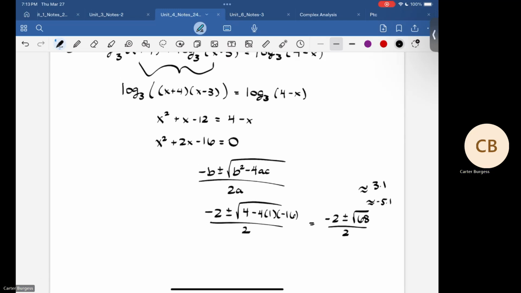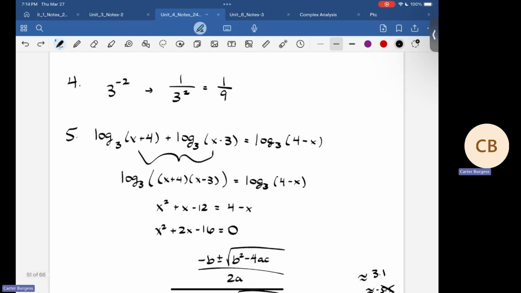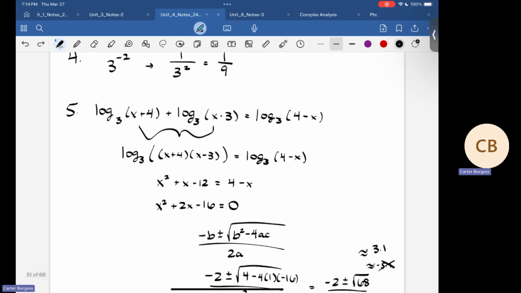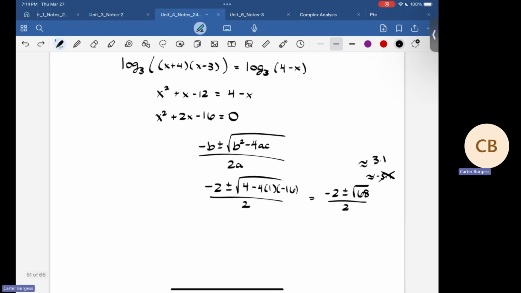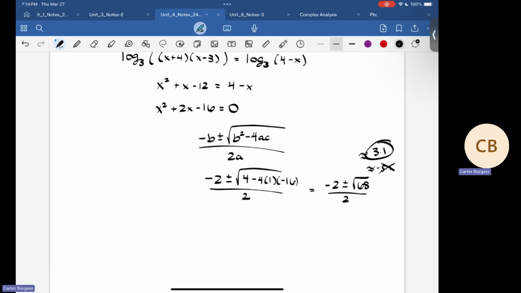Plugging these back in, I need to make sure that they are not extraneous. And what I find here is that negative 5.1 does not work, right? If I try to plug negative 5.1 in here, or in here, then I am going to break my function. I cannot take the logarithm up here, in here, or in here. I'm going to be taking the log of a negative. That is highly problematic. Cannot do that. But 3.1 works for all of them. If I plug in 3.1, I'm getting all positives. And so I have exactly one solution here, which is 3.1.